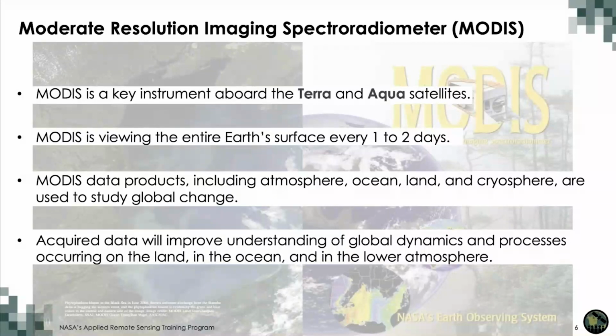And data acquired by those instruments will be further processed to generate different products, including atmosphere, ocean, land, and the cryosphere. These products will help scientists to better understand global dynamics and the processes occurring on the land, in the ocean, and in the lower atmosphere.